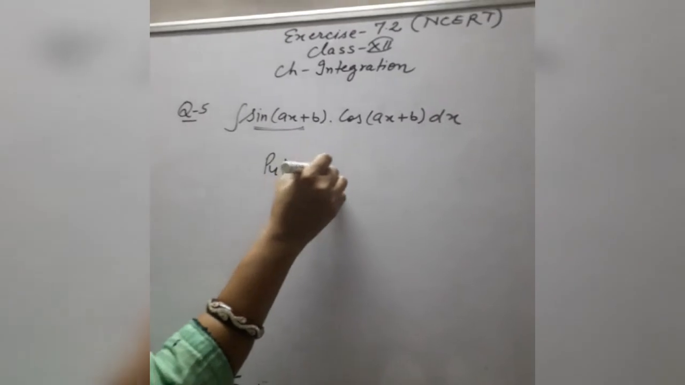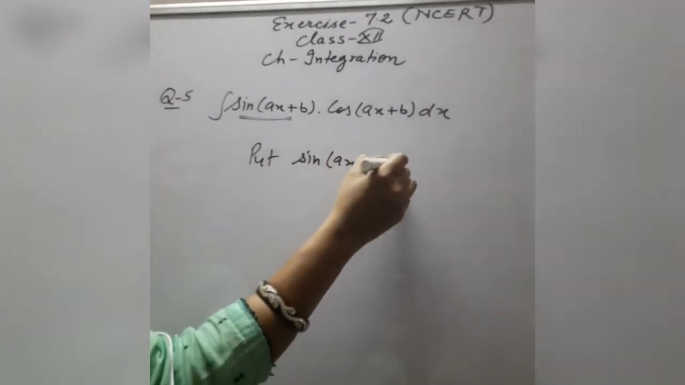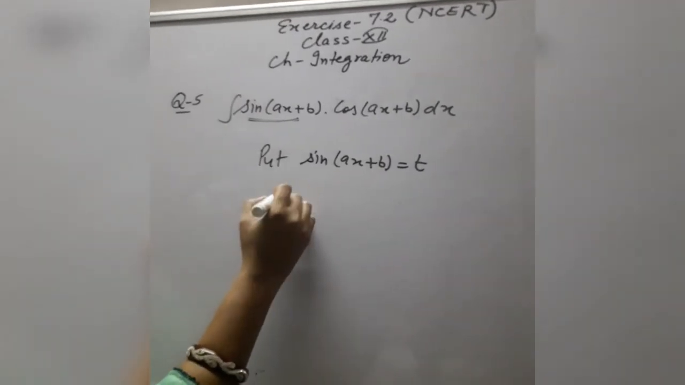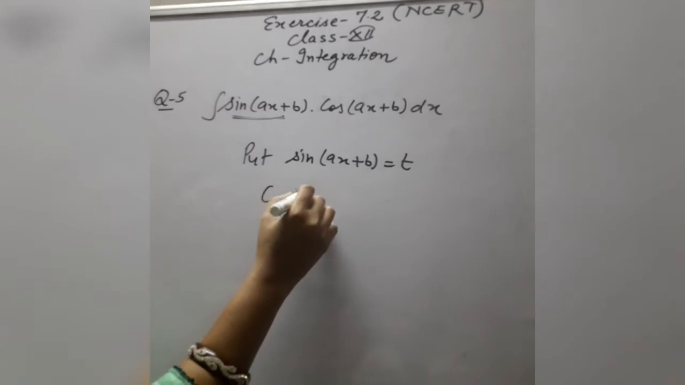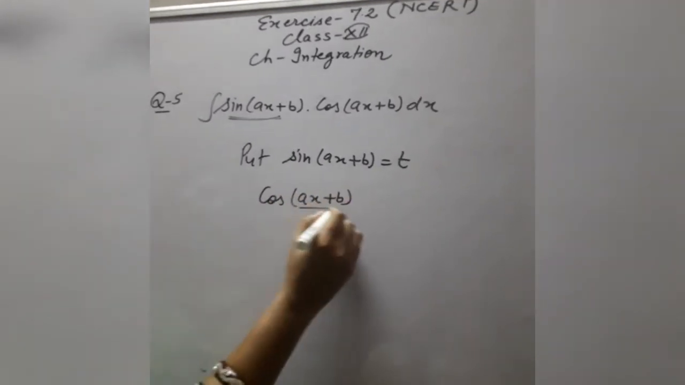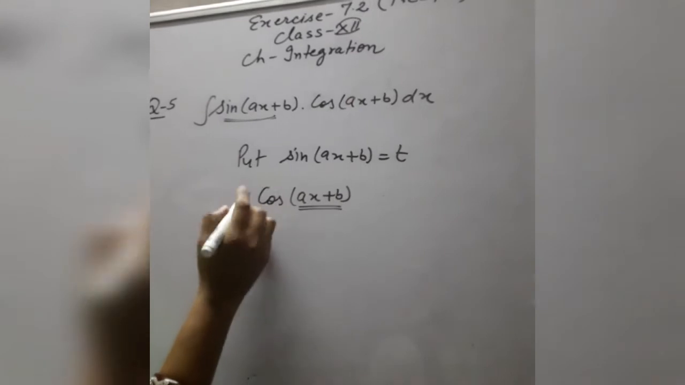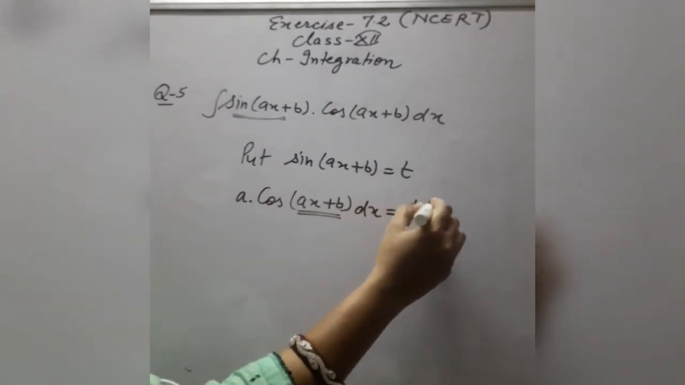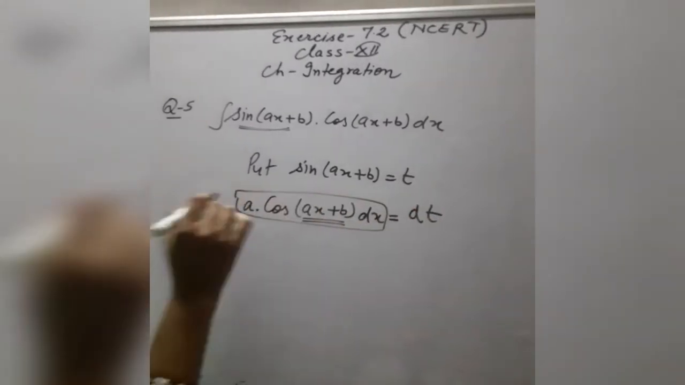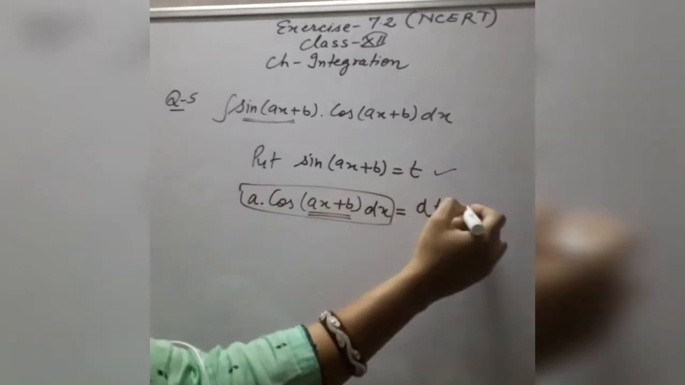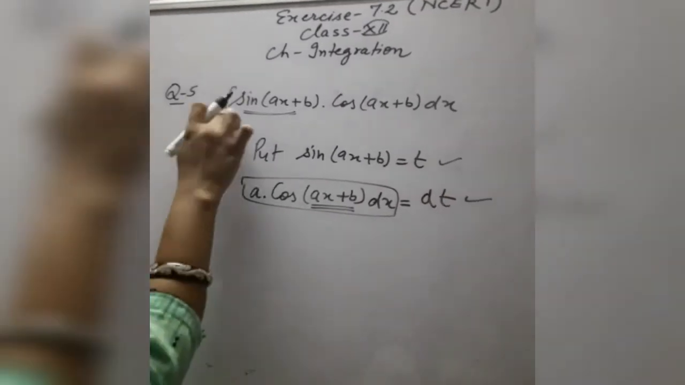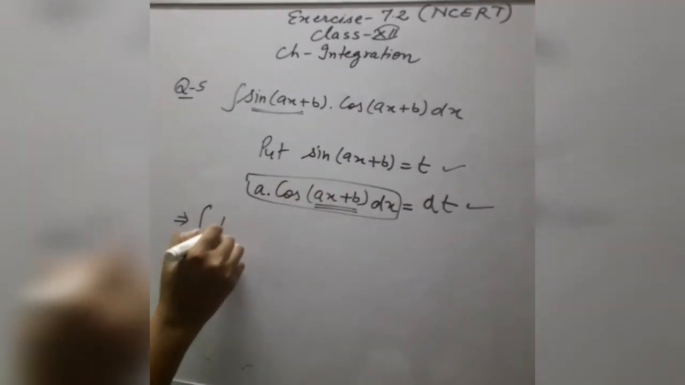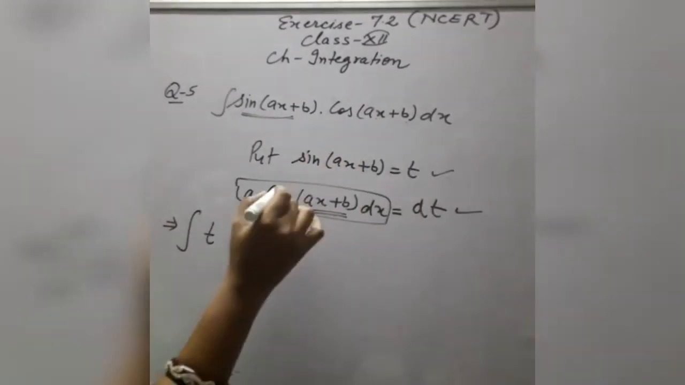If you put sin ax plus b is equal to t, now differentiating both sides, you will get the derivative of sin as cos ax plus b into the derivative of ax plus b, which is a, so a into dx is equal to dt. This is the value of dt. Now in the statement, use these two values. The integration sign remains as it is. In place of sin ax plus b, write down t, and now cos ax plus b into dx.